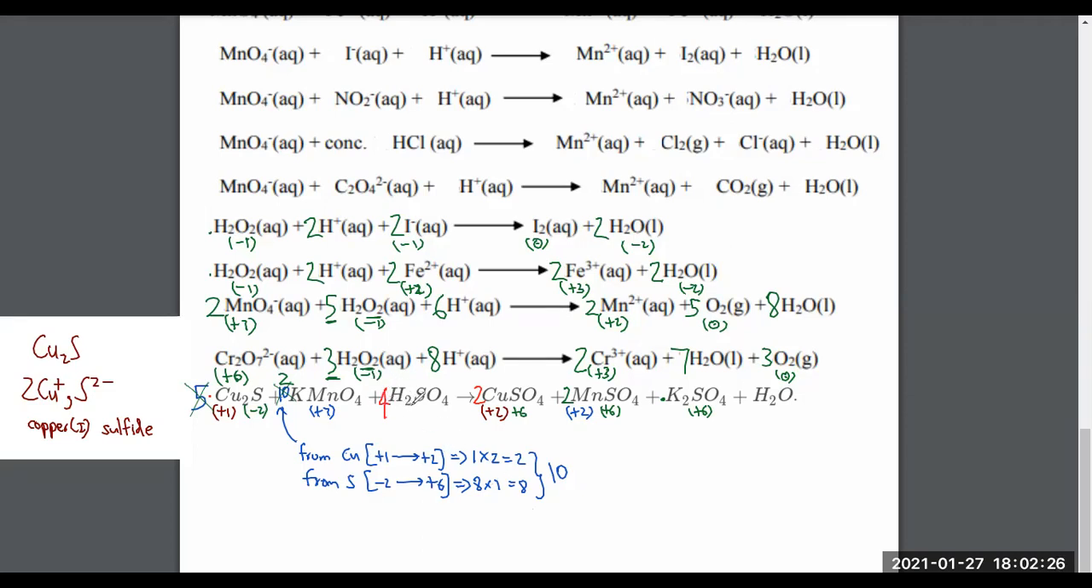If I put a 4 in front of H2SO4, hydrogen must be balanced. I have 8 hydrogen here, and I have to put a 4 in front of water as well. All right, that's it. So that way, it will be balanced.